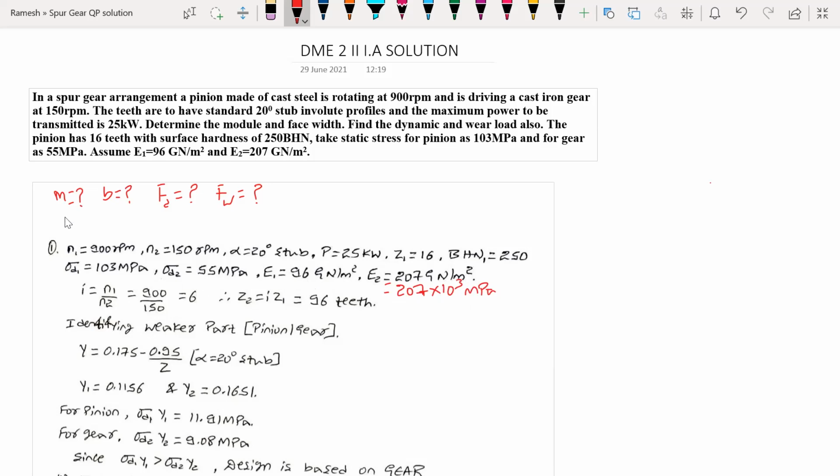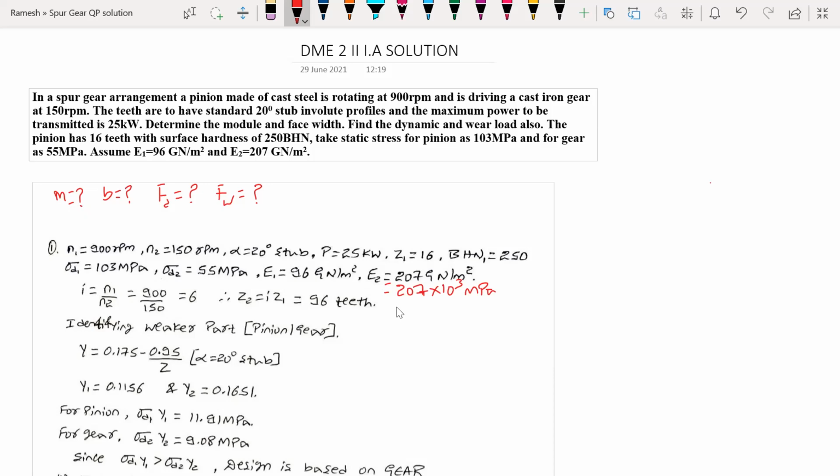First he has asked to calculate the module. To calculate the module, we'll go step by step. First, from the given data, N1 and N2 are given. Therefore, we can find out the value of I. That is the speed ratio formula. I is equal to N1 by N2. Substitute the values. N1 is given, it is 900 RPM divided by N2. N2 is 150 RPM. Substitute that. 900 by 150 is nothing but 6. This is one formula.